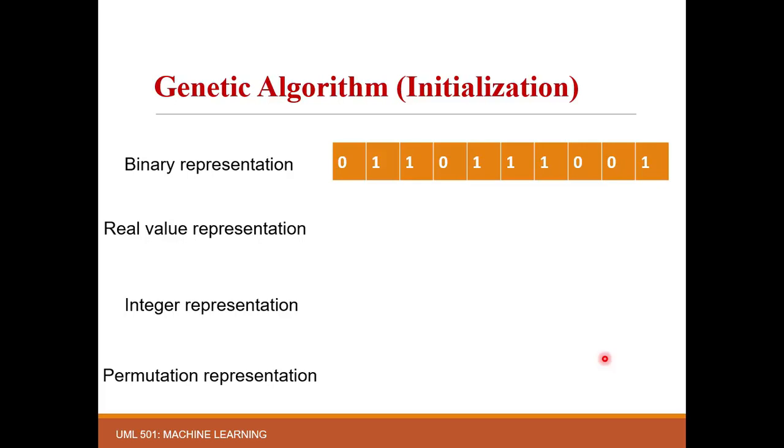In binary representation, you will have only two numbers, either 0 or 1. So, let's say we take the knapsack problem, in which you are given some items and you have to decide whether to select each item or not. Let's suppose you have been given this many items. Then you have to decide whether to take item 1 with you or not, item 2 or not, item 3, and so on.